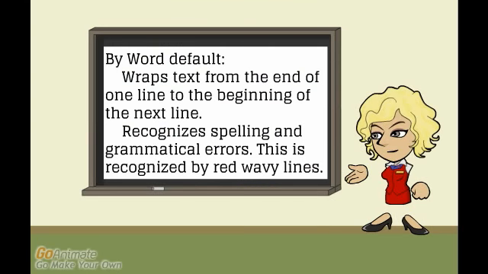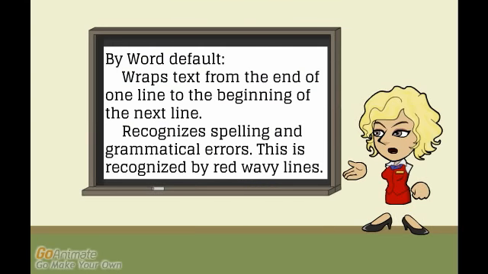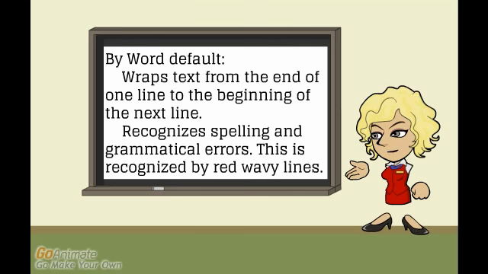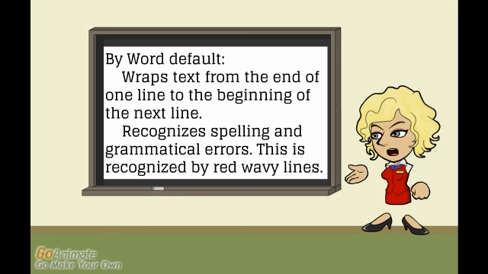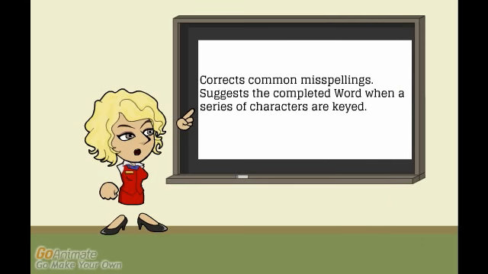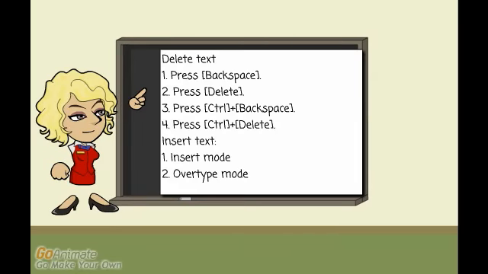Word, by default, wraps text from the end of one line to the beginning of the next line. It also recognizes spelling and grammatical errors. This is recognized by red wavy lines. Word by default corrects common misspellings. It can suggest the completed word when a series of characters are keyed. To delete text, you can press the backspace key located on the right-hand side of the keyboard or press delete. To insert text, take the cursor and place the information needed.